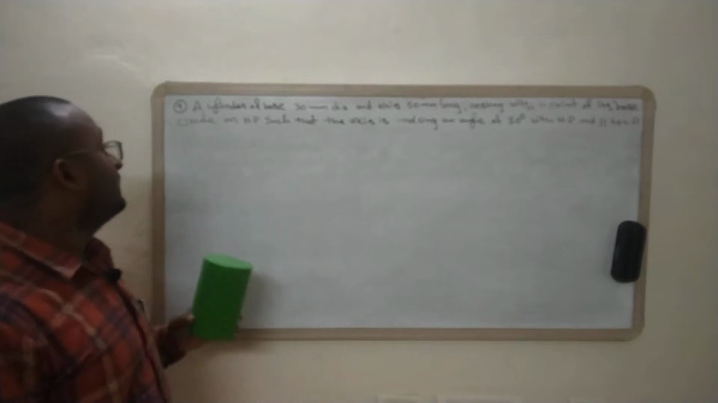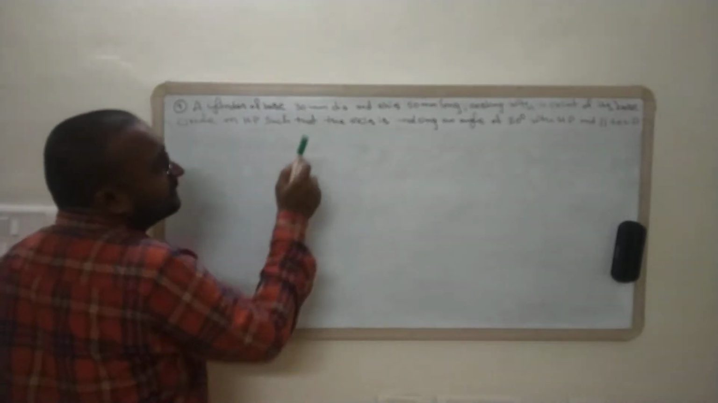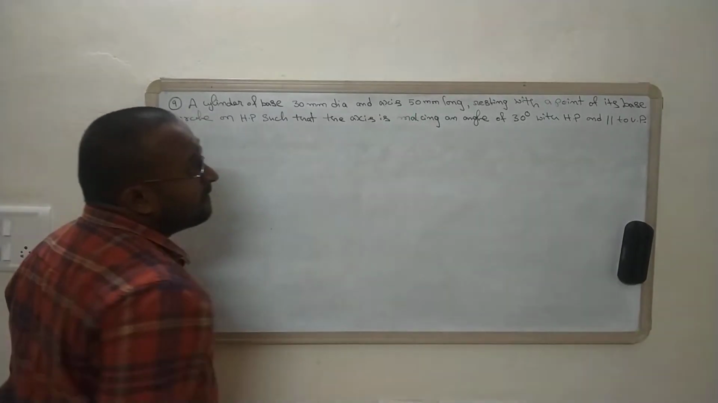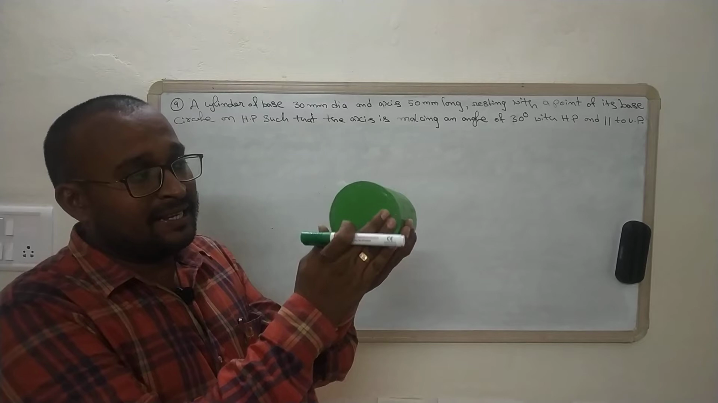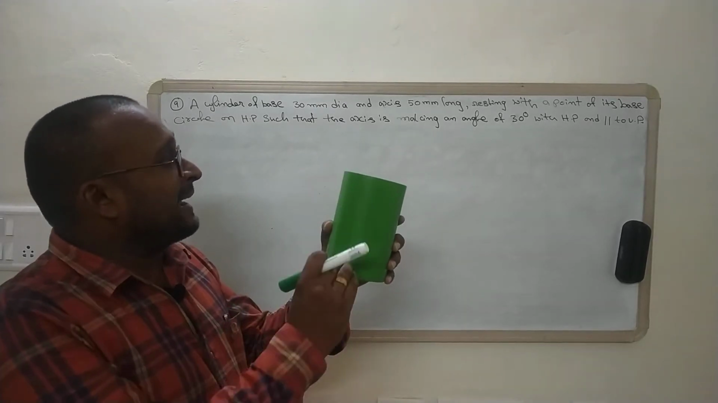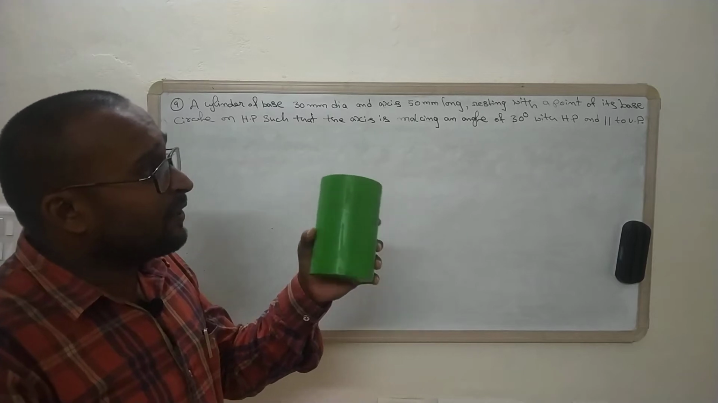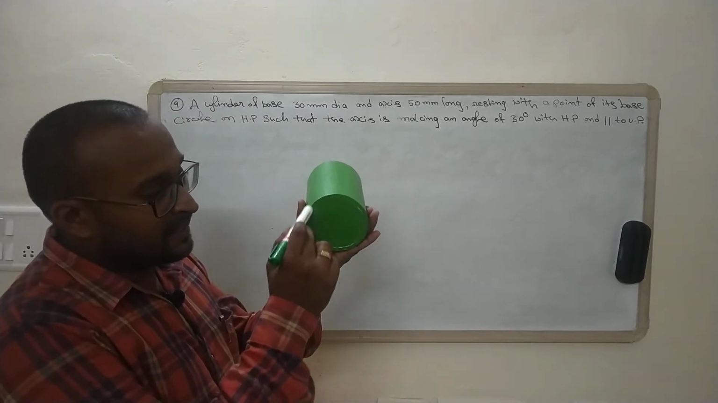Yeah, here it is, the next problem. A cylinder of base 30 mm diameter and 50 mm axis long, resting with one of its points of the base. So here this is the base circle.